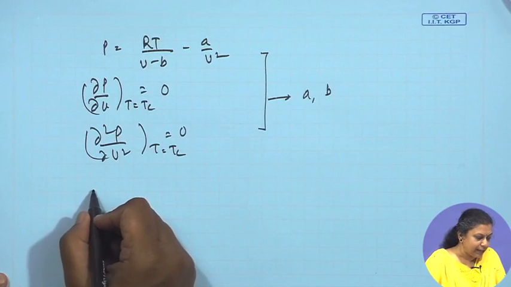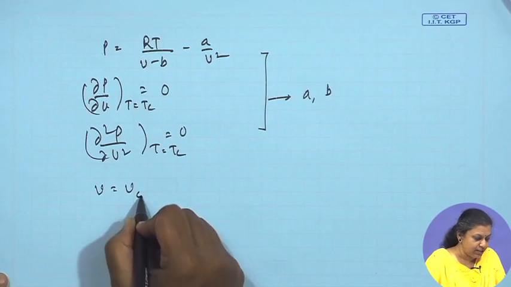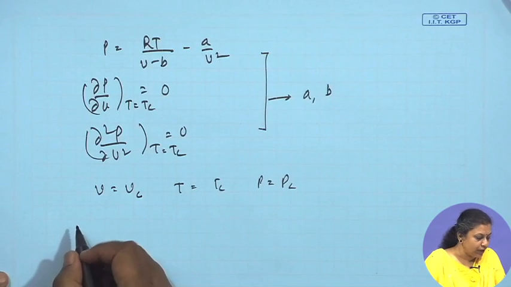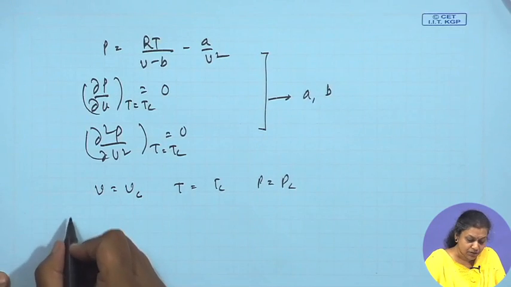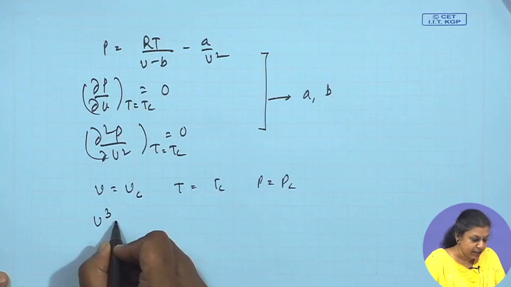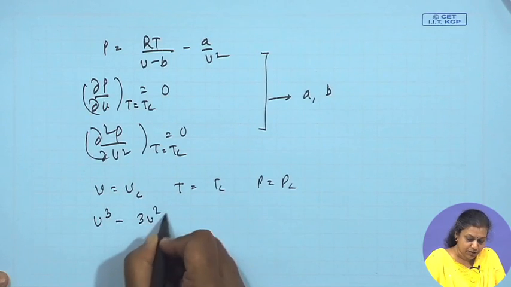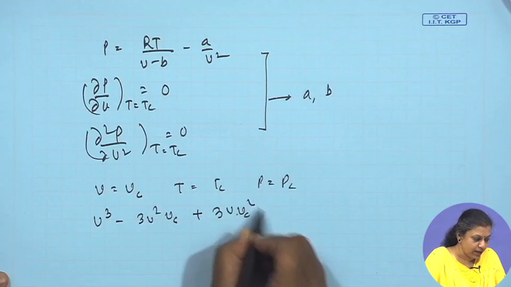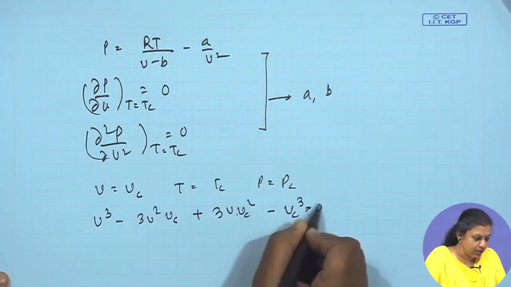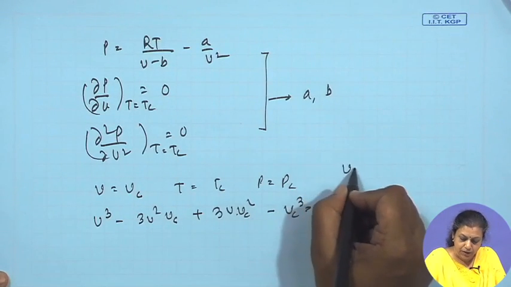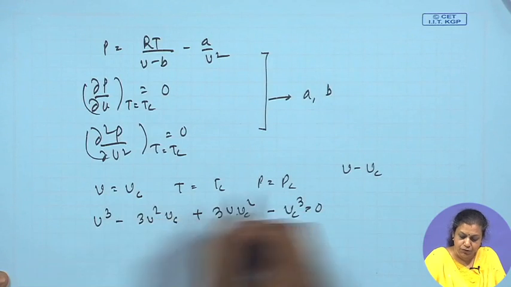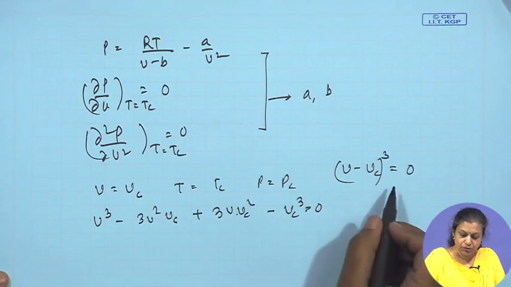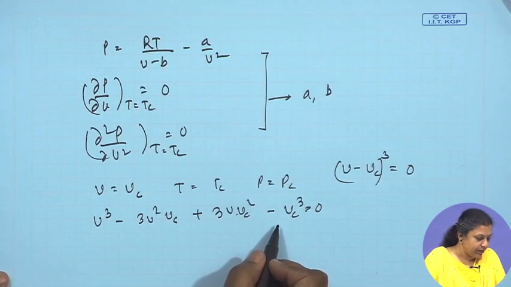From this we can find out A, B, but a more straightforward technique of doing this is that we remember that at V equals Vc, T equals Tc and P equals Pc. So, what we can do? We can just write down the equation in the cubic state: V cube minus 3 V square Vc plus 3 V Vc square minus Vc cube equals 0. From where did it come? We know if V equals Vc, V minus Vc equals 0. So, V minus Vc whole cube will be equal to 0. I have just expanded this.